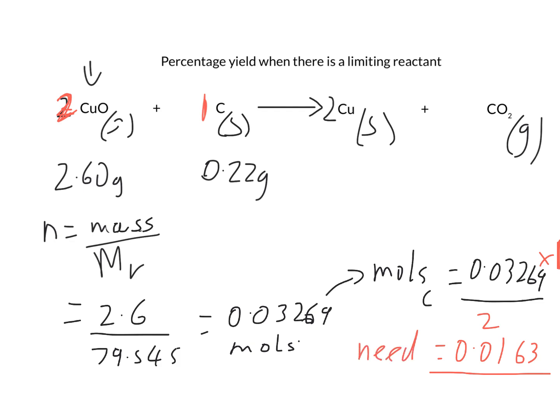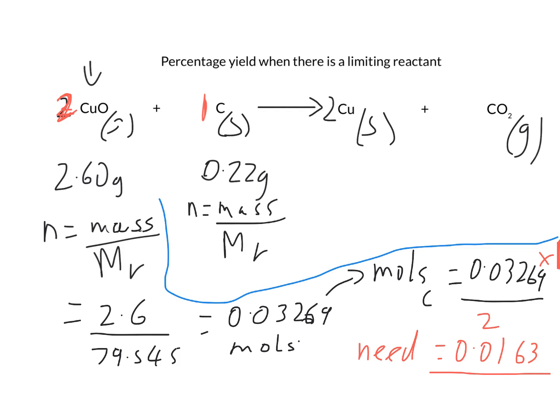Okay, now what we need to do is compare the moles of carbon we need, which is what this is, to the moles of carbon we actually have. And to do this, we need to go back to the question. I'm just going to draw a little bit of a line here. Okay, how much carbon do we actually have? We start with the mass that we've added in, and we convert that to moles as well. So we go number of moles equals mass over molar mass. So now, in this case, the molar mass of carbon is 12.01.